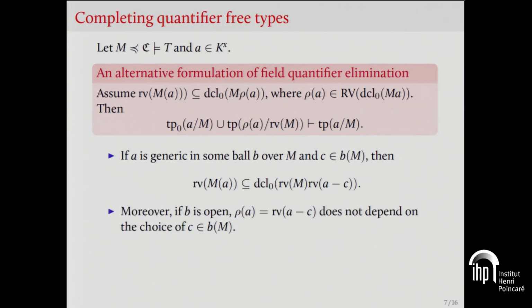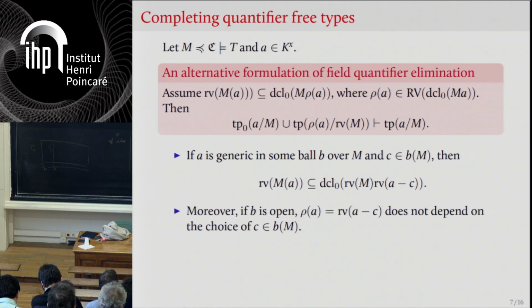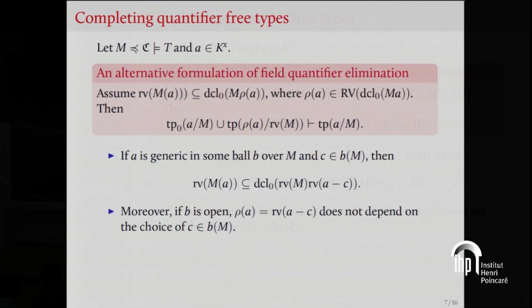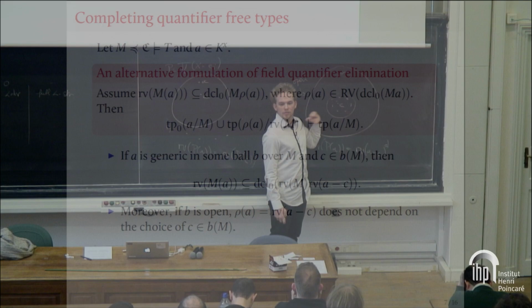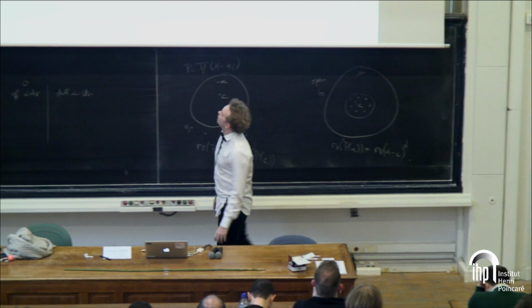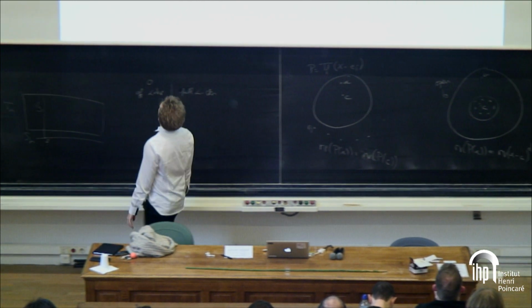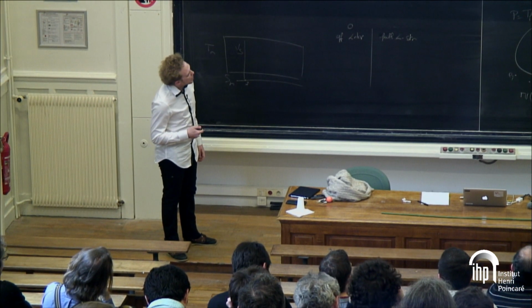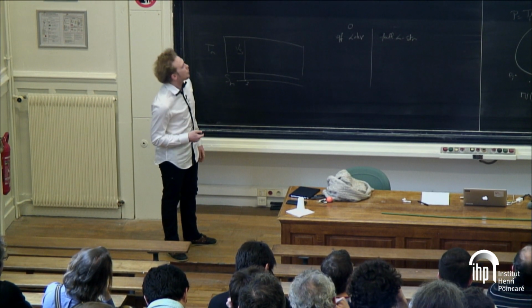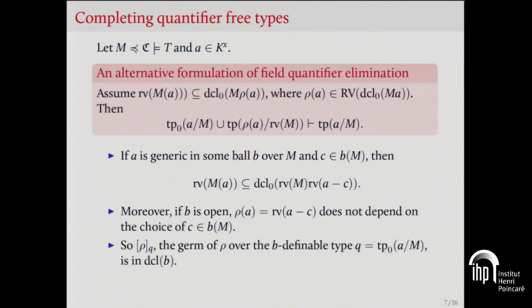Okay, so moreover, if B is open, this map here does not depend on the choice of C inside of M, which is exactly the same drawing again. If I move C to another point of M, because A is generic over M, don't forget, it's going to be far from these points, and so the RV is going to be the same. And so let's reformulate that. It means that the germ of the function rho over the type of A over M is actually in DCL_B.